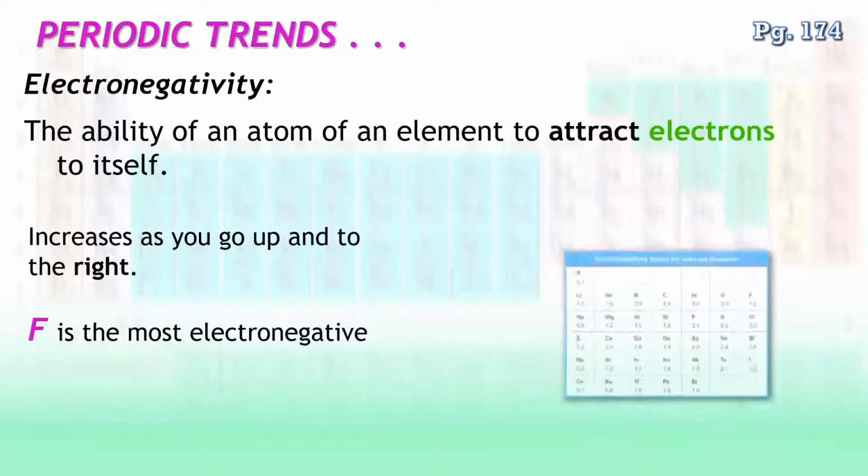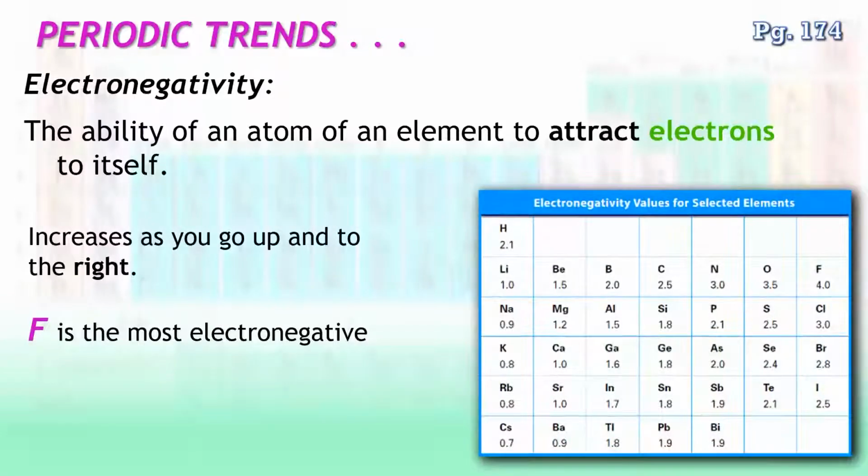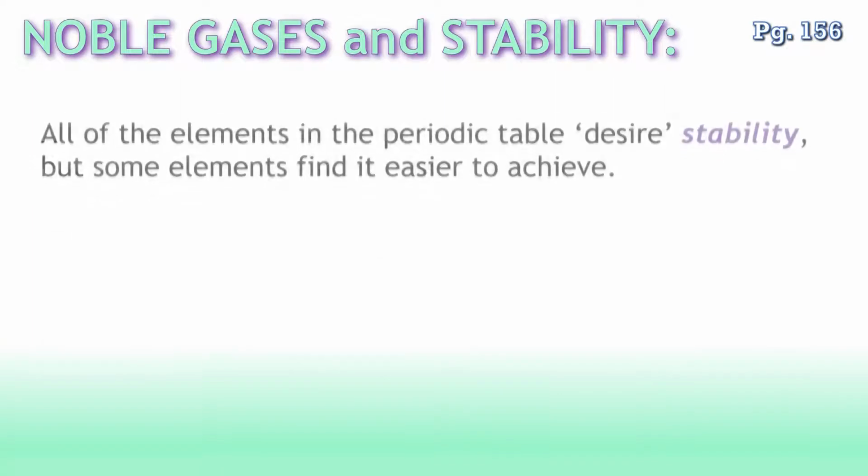Fluorine is the most electronegative, which makes sense because it is at the top of group 7A, the halogens, which is the furthest to the right of any group which is not super stable, like the noble gases. Now, speaking of the noble gases, they are super stable. And so if we look on page 156 of our textbook, pondering the noble gases provides us with an important clue about how atoms want to behave.